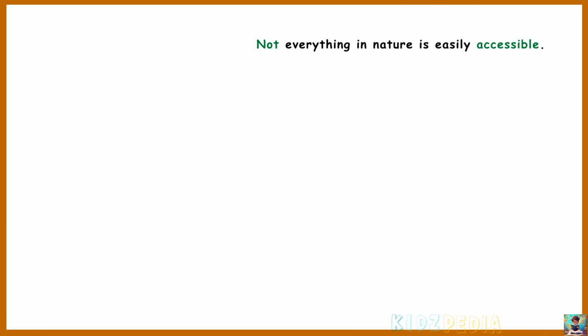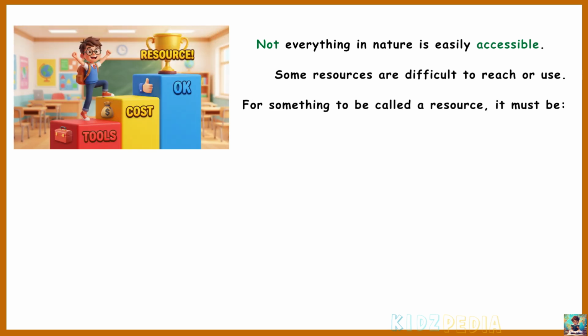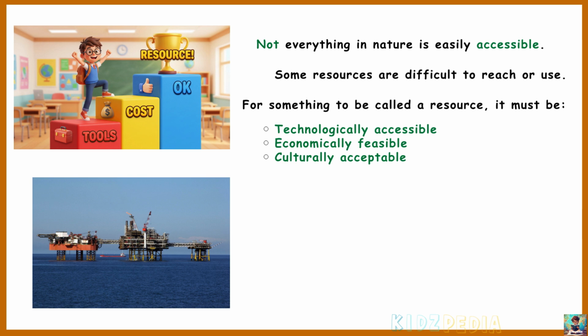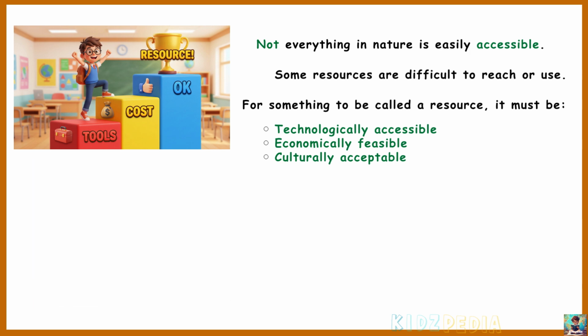So, not everything in nature can easily become a resource. Sometimes, even if something exists, we cannot use it easily, because there are three important conditions. First one is technologically accessible. We must have the technology, like machines and methods, to use it. Example, petroleum deep under the ocean. If we don't have the proper tools, we cannot extract it. Second one, economic feasibility. That is, it must be affordable to extract.